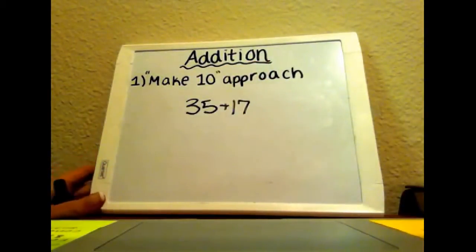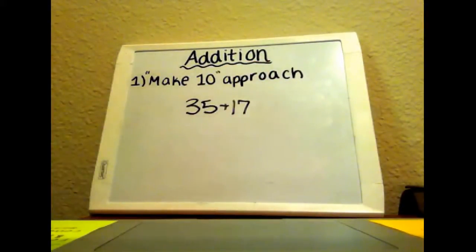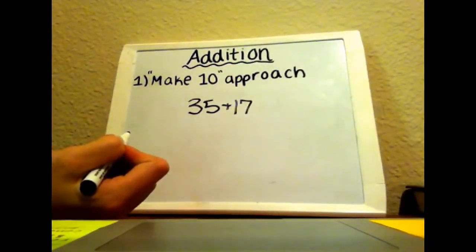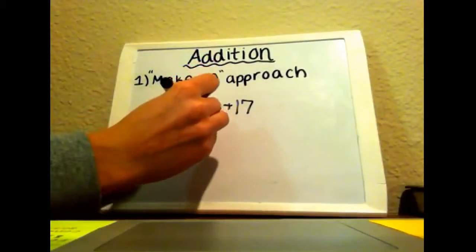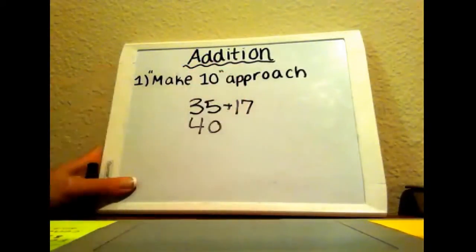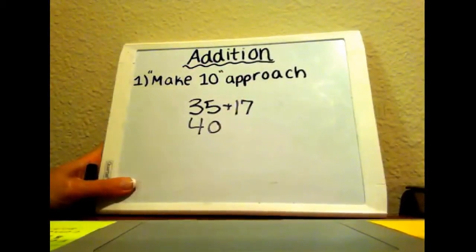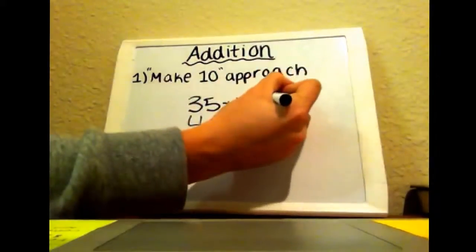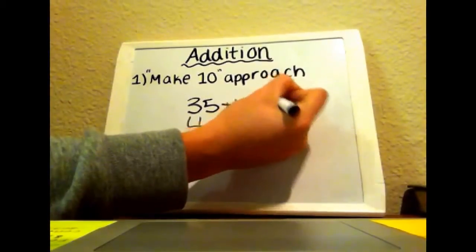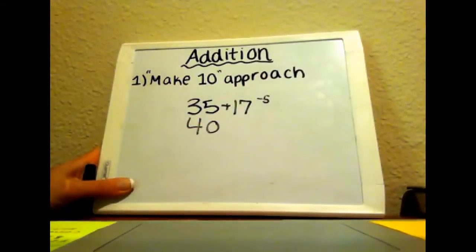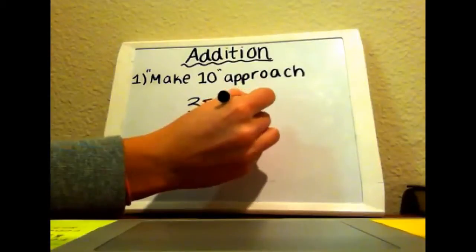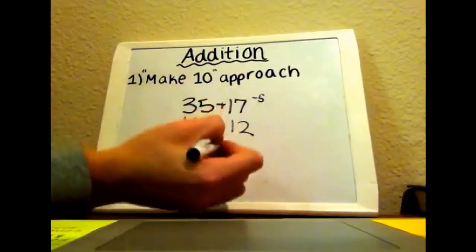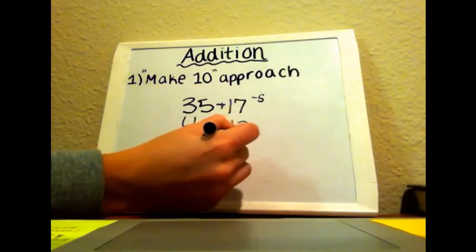So we want to get our first number to a multiple of 10. Now the closest multiple of 10 to 35 is 40. But to get 35 to 40, we had to add 5, which means that we now must take 5 away from 17. So 17 minus 5 is 12. So the problem now becomes 40 plus 12, which is 52.